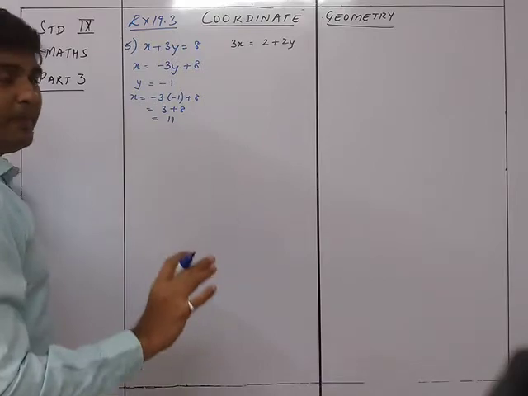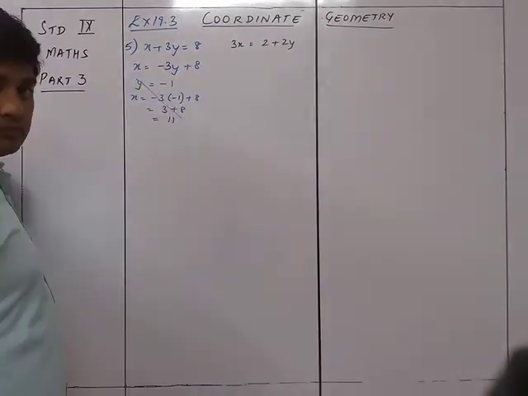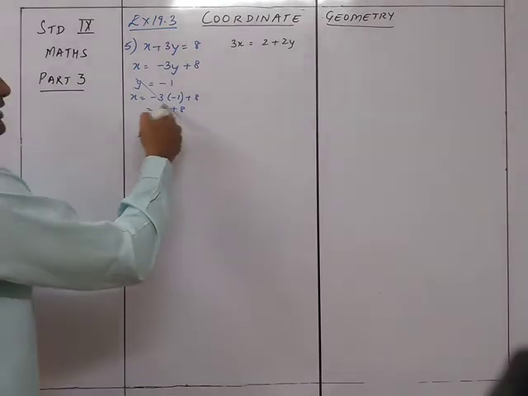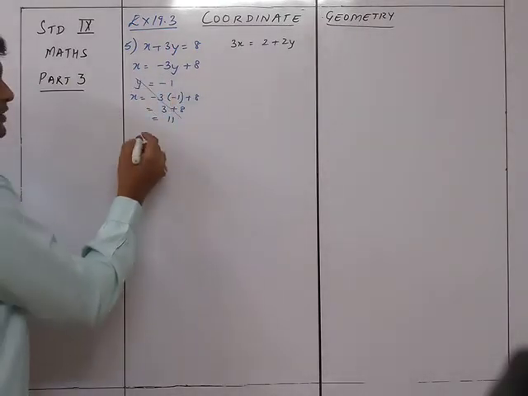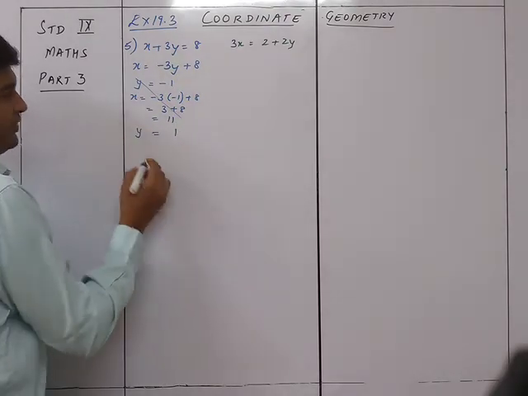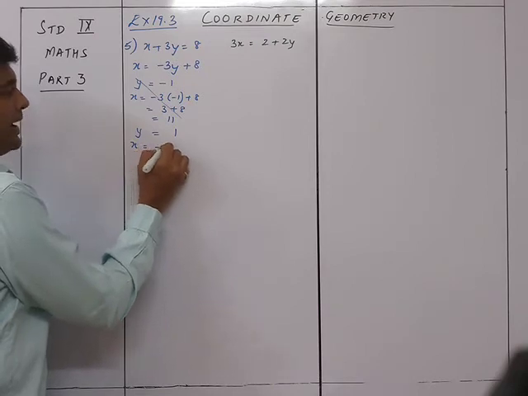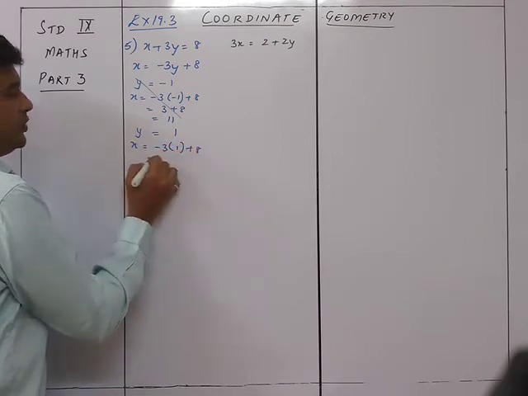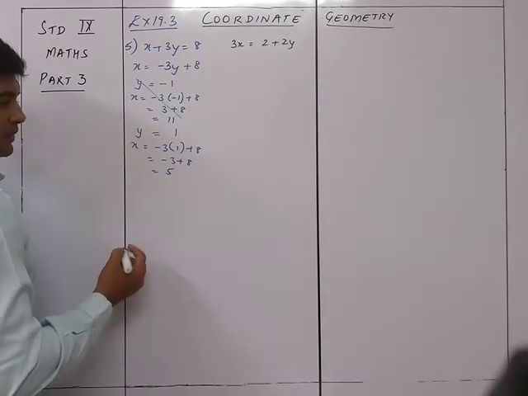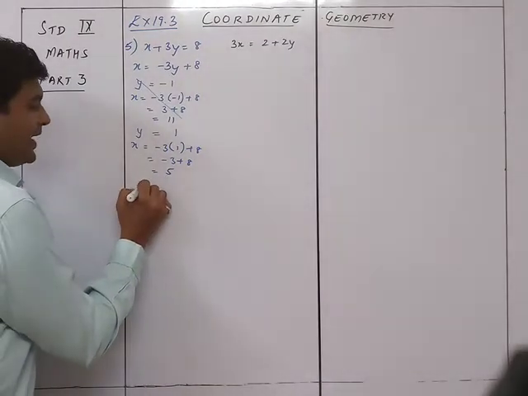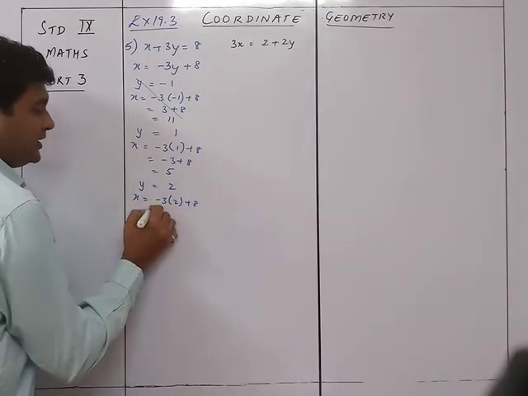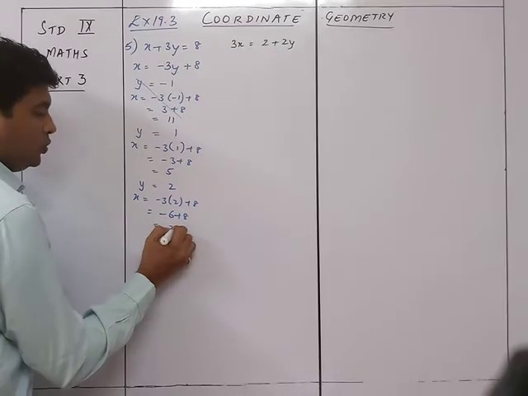Now that's going to be very big, so I'll not use this. Instead I'll use something positive, because this is a negative number. So first I can have y is equal to 1. If y is equal to 1, x will be minus 3 into 1 plus 8, so that is minus 3 plus 8 is equal to 5. The next one, I'll take y is equal to 2. So x is equal to minus 3 into 2 plus 8, that is minus 6 plus 8 is equal to 2.